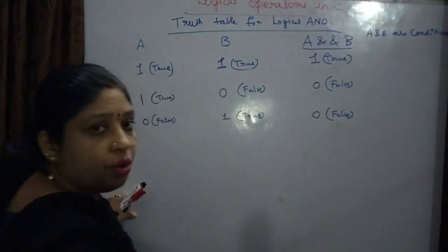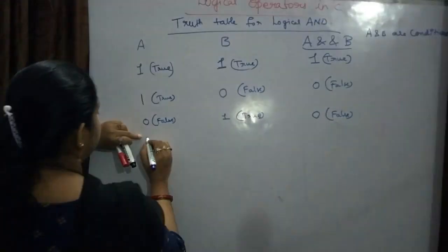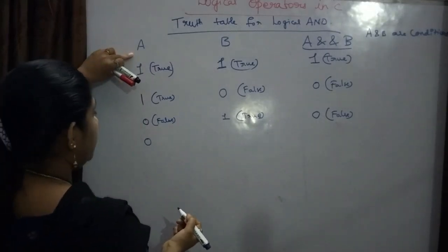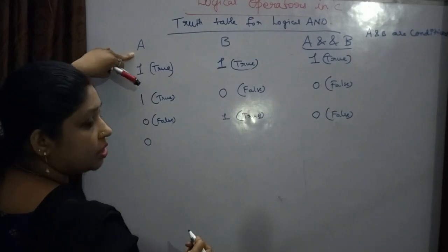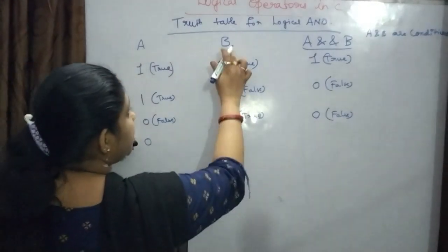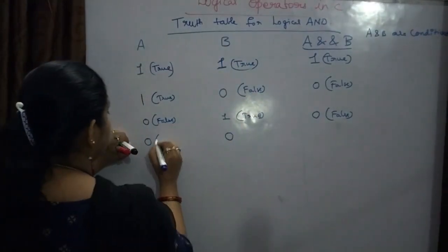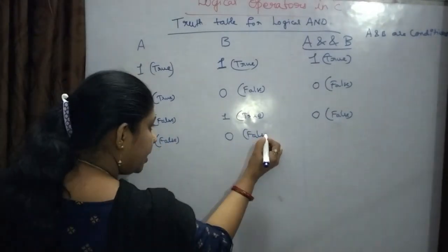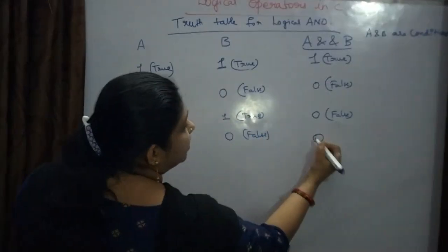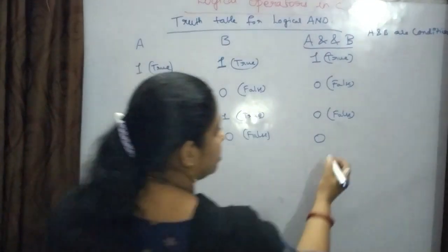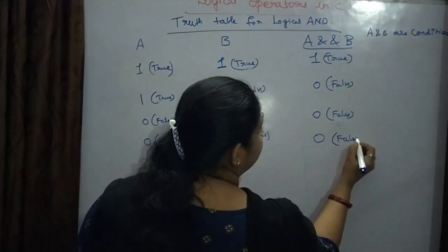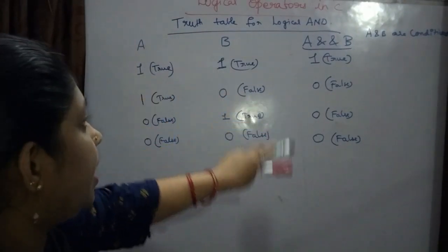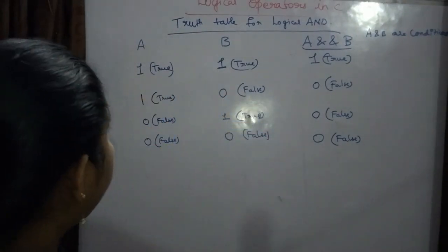Next, if A's condition is false and B's condition is also false, false means 0, then automatically the result will also be false. Understood? So this is the truth table for the logical and operator. Hope you understood this.